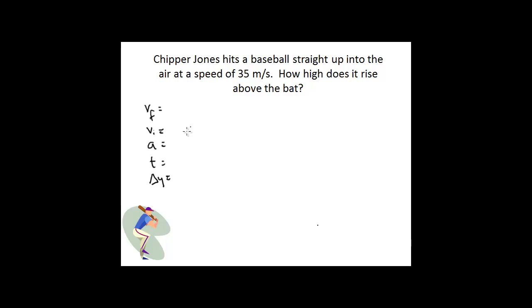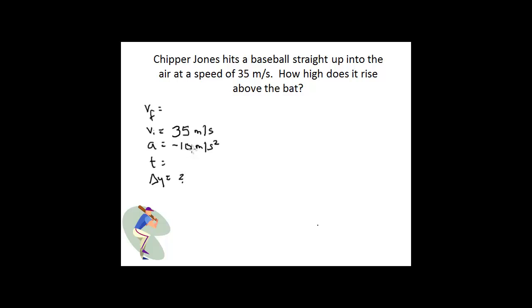We know that the initial velocity is 35, positive because it was up. We will take the acceleration today to be negative 10 meters per second squared. How high does it rise above the bat would be the displacement. They didn't seem to give us enough information, or at least that's what a lot of kids think. In reality, we do know enough.